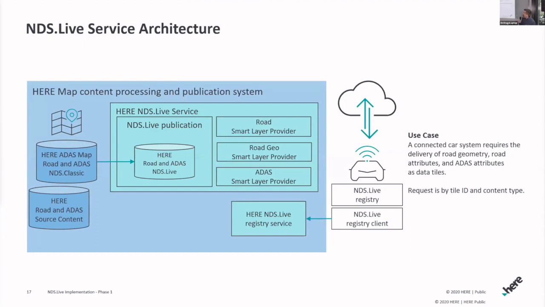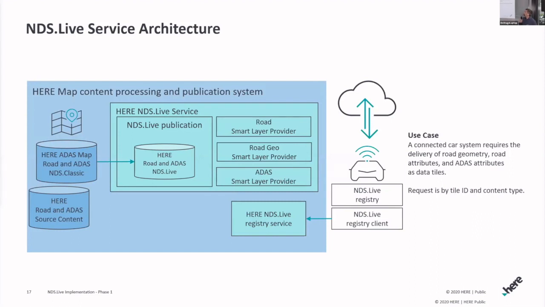And with green, we indicated new parts. So we have HERE NDS Live service, which then consists of a component called publication, NDS Live publication. It transcodes the classic ADAS data into HERE NDS Live data. And then we have a couple of more components. So smart layer providers for roads, topology, road geometries, and ADAS attributes.